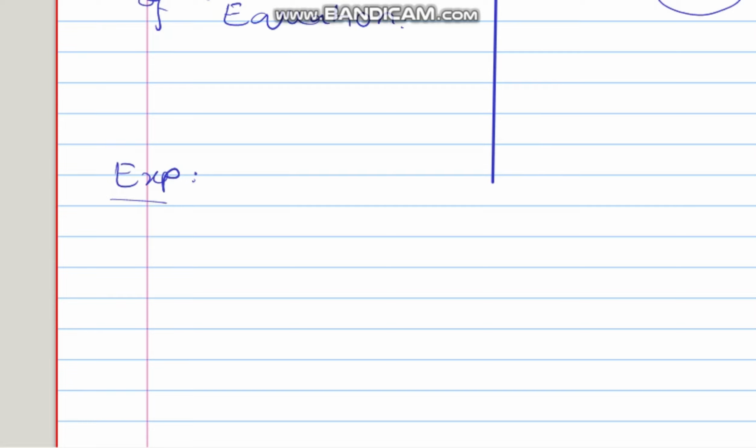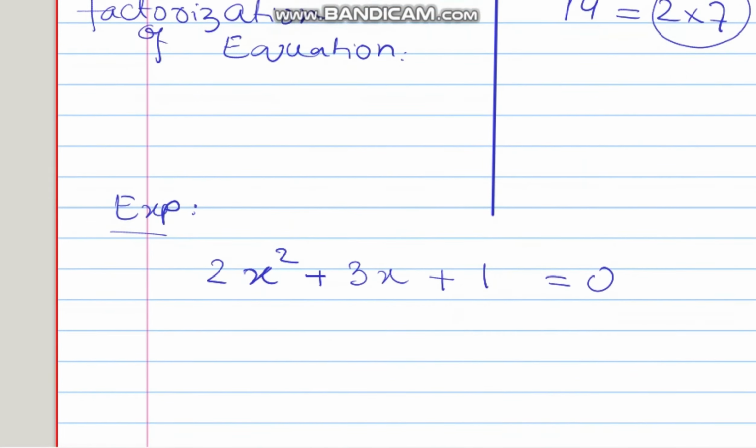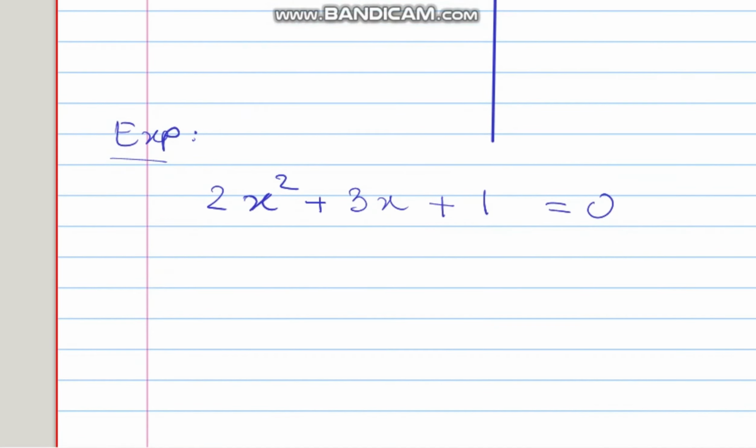Okay, so let me write the quadratic equation for you. It's a very easy equation: 2x square plus 3x plus 1 is equals to 0. So this one, first of all, is our quadratic equation in the standard form.